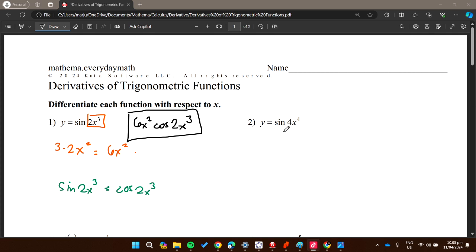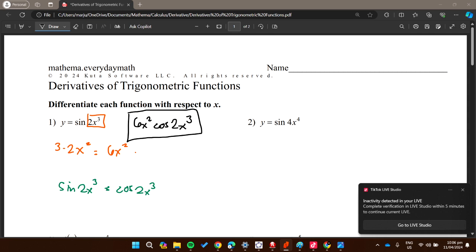So let's do number 2. Ano yung sagot sa number 2? So, kunin nyo muna yung derivative ng 4x to the 4th power. And then, derivative ng sine.